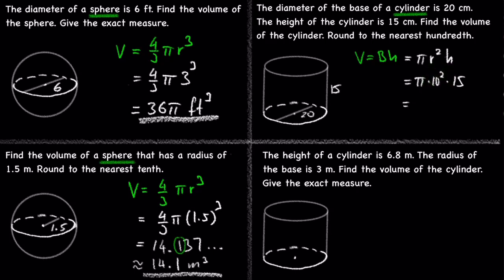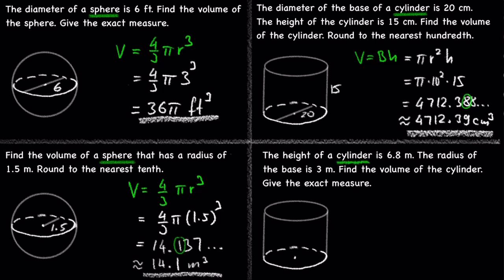10 squared is 100, times 15 is 1500, times pi is 4712.388 and so on. This is the hundredths place, and the number next to it is the 8. So we have to round the number up to 9. So the volume of this cylinder is approximately 4712.39 cubic centimeters, rounded to the nearest hundredth.